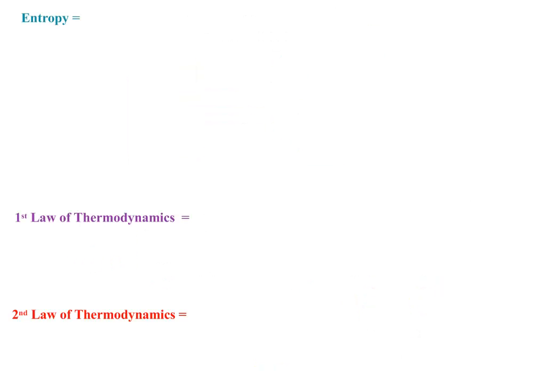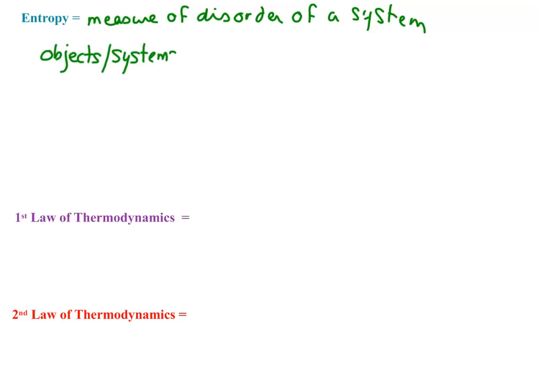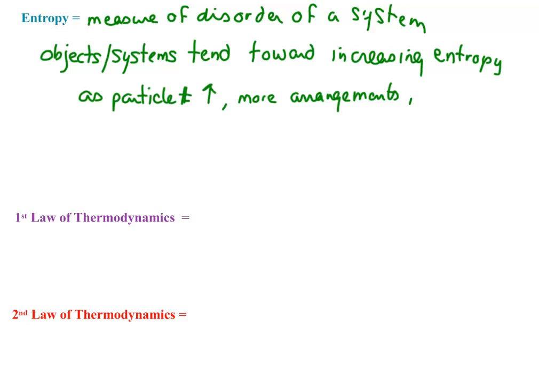The last topic is entropy. Entropy is essentially a measure of the disorder of a system. In general, in nature, in the universe, things tend to increase entropy. The more particles I have present, the more possible arrangements I can have for those particles, and therefore the more entropy the system has. The more disorder I have, the more entropy I have, the less energy I have available to do work.